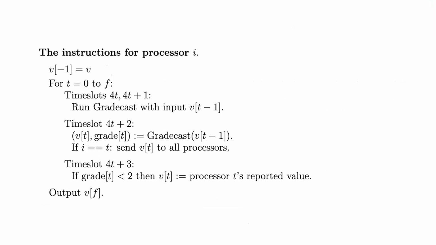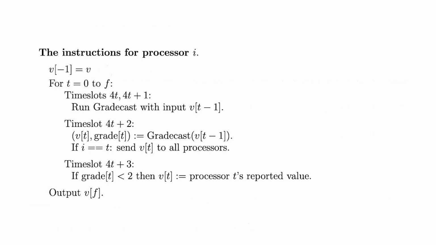Okay, so let's write the pseudocode version of the protocol down then. This is the instructions for processor i. First of all, they set an initial value, which is just their input. Then we're going to do f plus 1 rounds, so from t equals 0 to f. In each round, in the first 2 time slots, you just run an instance of grade cast. In the next time slot, you just update your value to the output of the grade cast.